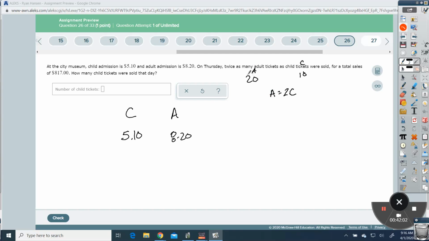So like I said, if there were 20 adult and 10 children, that means I'd have to go 2 times C to make the adult ones. For a total sales of $817. So I can now replace this adult with 2 C's, right? So now what I know is $5.10 times C plus $8.20 times 2C, because there's twice as many of these as there were of those, equals a total of $817. So 2 times 820 makes 1640.